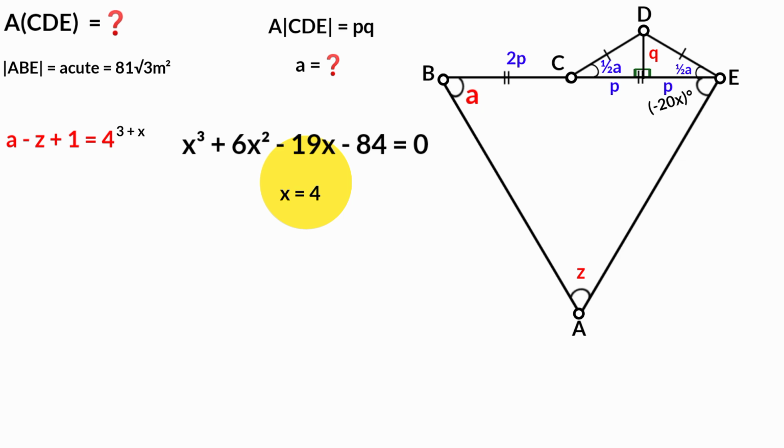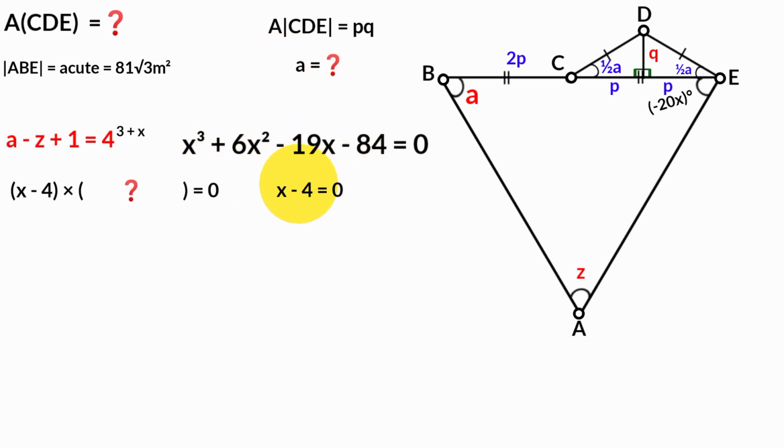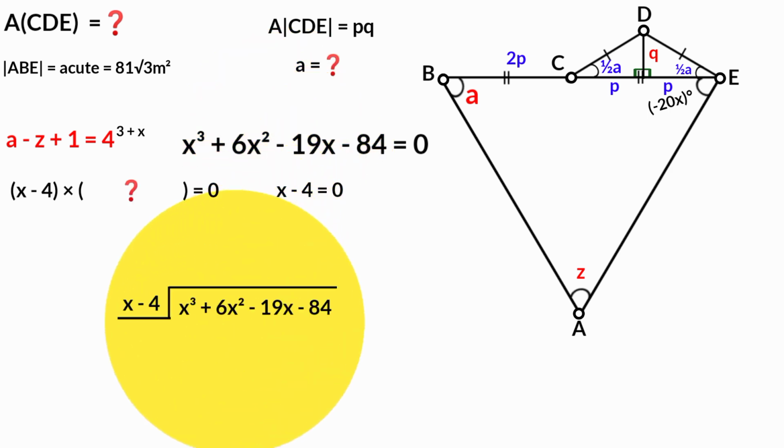Bring 4 to the left hand side of the equation. Now x minus 4 equal to 0. Now we want to have something like x minus 4 all multiplied by something equal to 0. To get that, we have to divide this x cubed plus 6x squared minus 19x minus 84 by this x minus 4. And that will be a long division.